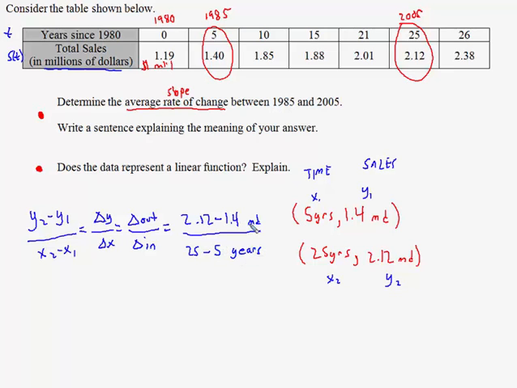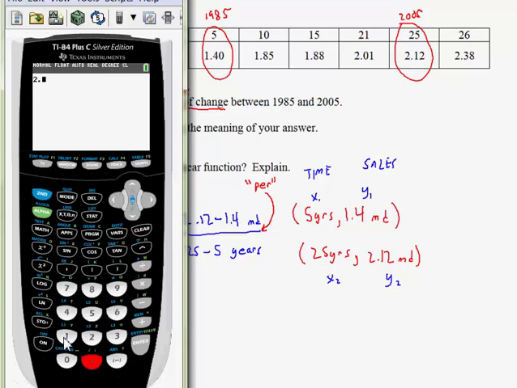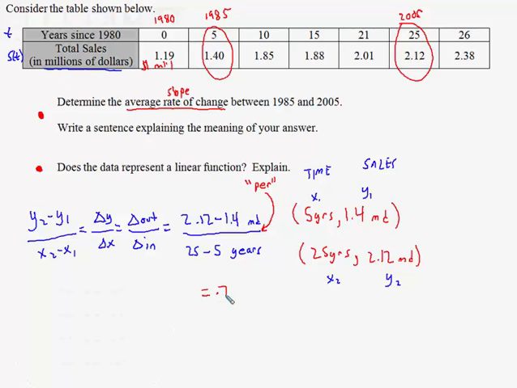So in the end, what we're going to get is millions of dollars per year, and you've probably heard me say this before if you've watched any of my videos, that the division symbol here in slope, you should pronounce as per instead of divide by. So I'm going to type in 2.12 and subtract 1.4, and I get that my numerator is 0.72. I'm going to do this in steps. So I get this as $0.72 million. Notice that I'm not ever going to shy away from writing the units. 25 minus 5 is 20 years.